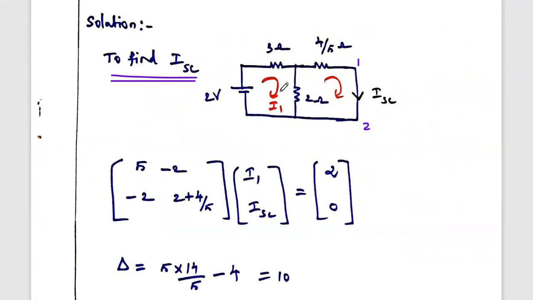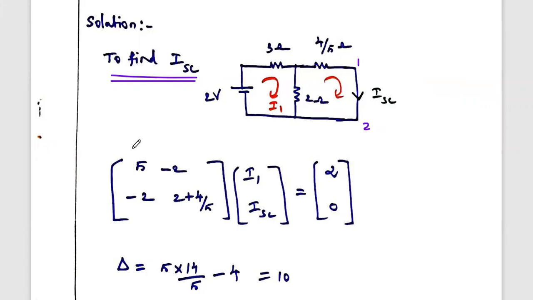So now we are going to use the loop analysis method, mesh analysis. Here you just consider two meshes. This is the first mesh, so let us consider the current flowing in this first mesh is I1. This is the second mesh; the current flowing through the second mesh is already taken as ISC. Our aim is to find out this ISC.